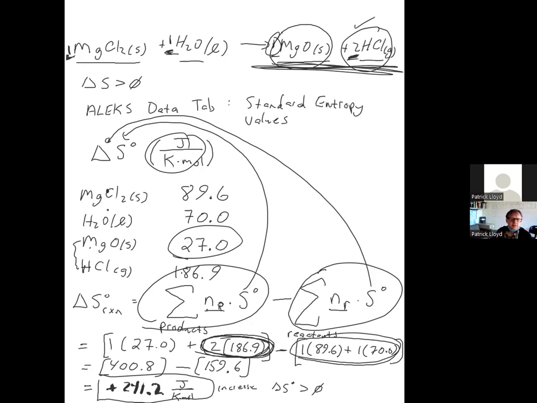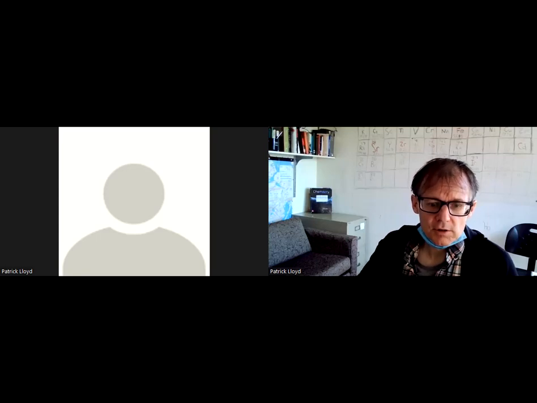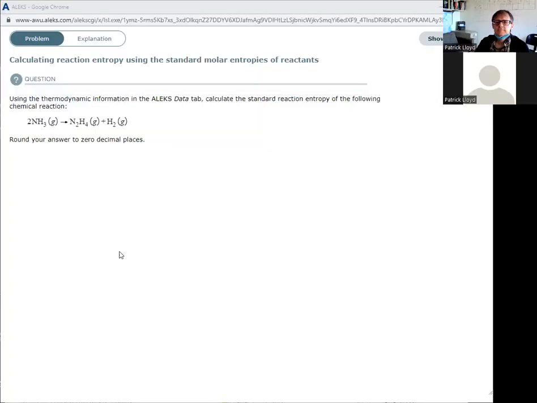I'm thinking I'll do one more. Okay. So let's bring up one more. Calculating the reaction entropy, not enthalpy. Using the thermodynamic information in the Alex data tab, calculate the standard reaction entropy of the following chemical reaction.